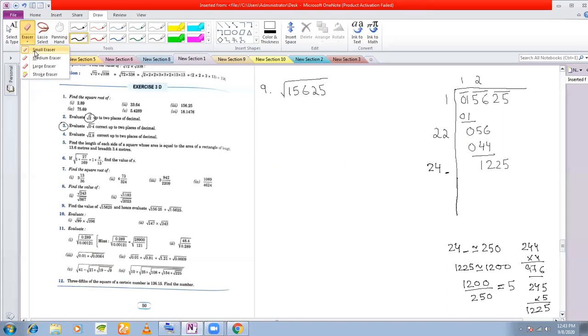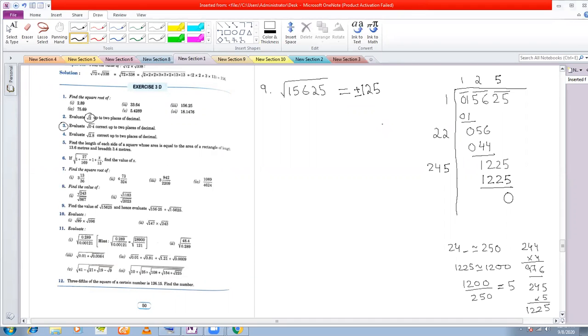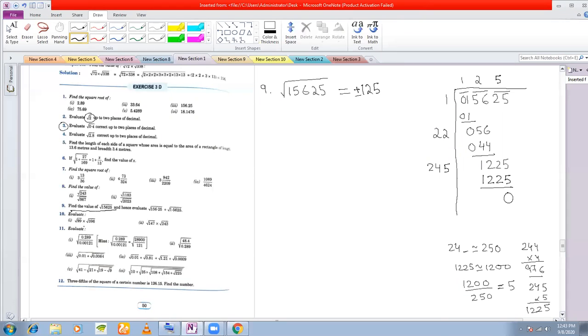So what you do here is you put the digit 5 and you put the digit 5 here. So 1225, and your remainder is 0. So therefore, what is the square root of 15625? The square root of 15625 is 125. In fact, plus or minus 125. But we don't need the negative sign here. We will consider the positive square root of 15625. So this is what we have found out, the square root. So the first part is over: find the value of the square root of 15625.